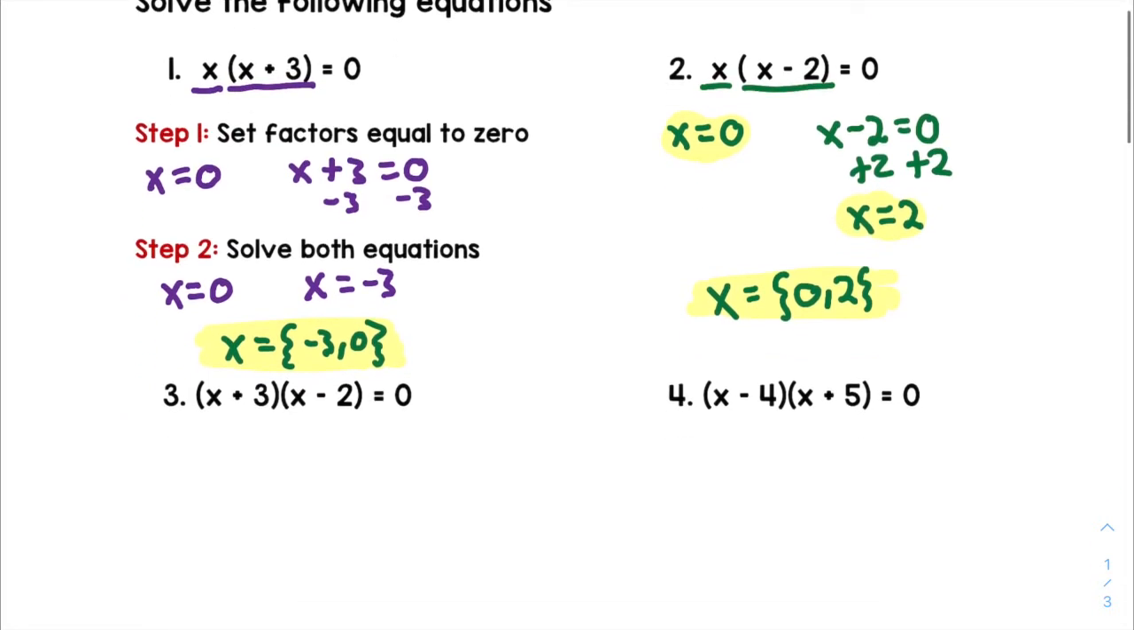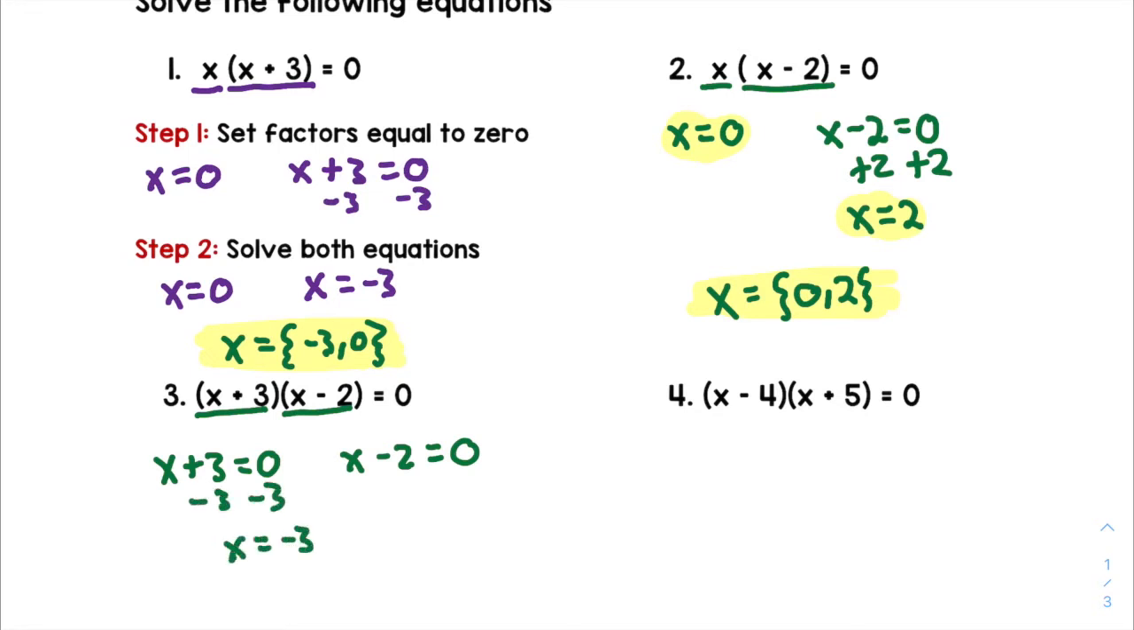In problems number 3 and 4, the factors are both binomials. The factors for problem number 3 are x + 3 and x - 2. Let's find the values of x that would make this equation true, or solve the equation. I set both the factors equal to 0, and now we will solve. My first solution is x = -3, and my second solution is x = 2. My solution set will have the values -3 and 2 in it, showing that those are the solutions to the equation.